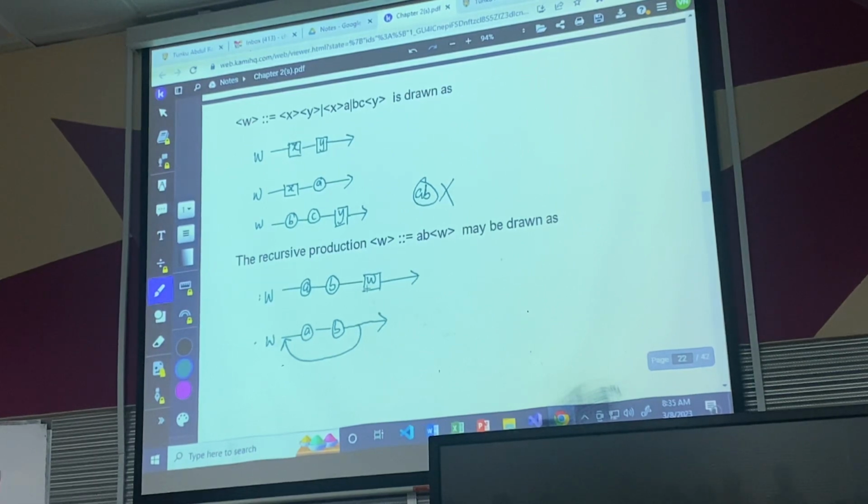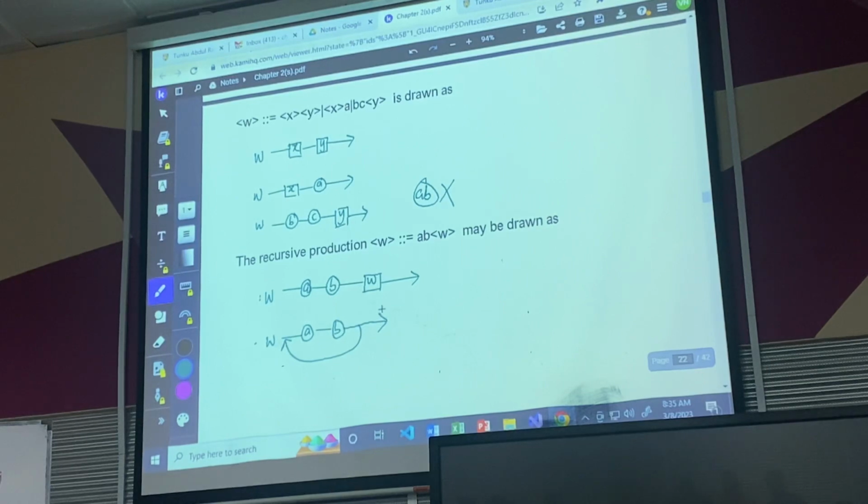Because the W here, you need to substitute with something else, right? But if you have AB and you want to loop back to W, and you draw another line out here, for this substitution it is not correct. Because you have nothing to substitute after B. You can only go back to W only. So here, cannot draw the arrow out.